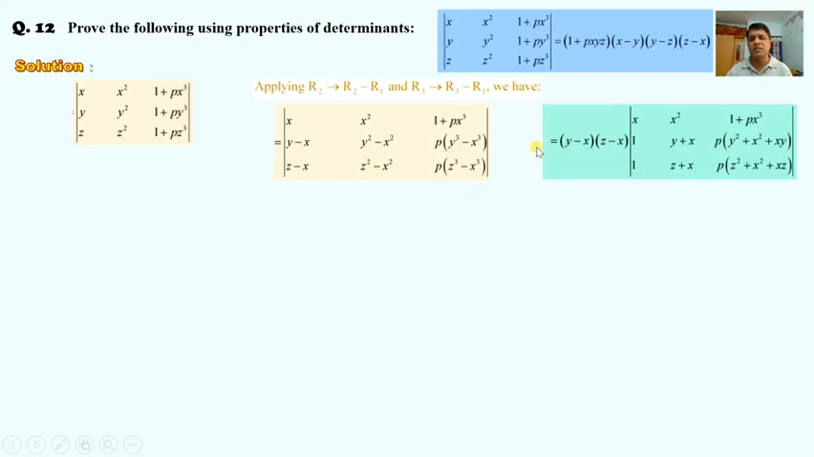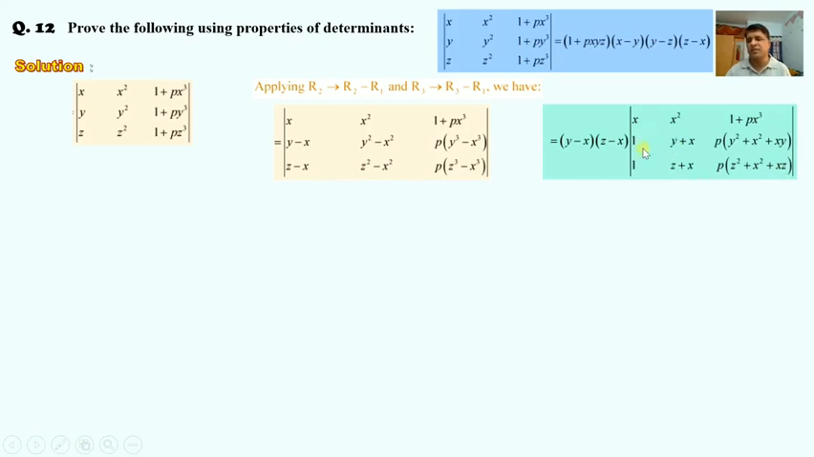Now it is equal to y minus x taken common from R2 and z minus x taken common from R3, so we get y minus x and z minus x outside. Now we have the first row as it is, second row 1, 1, y plus x into y minus x; the y minus x went out, so y plus x, and p times a square plus b square plus ab remains inside, and y minus x, that factor we have taken common. Similarly, in the third row also 1, z plus x, p times z square plus x square plus xz.